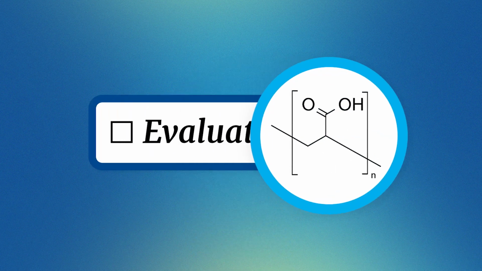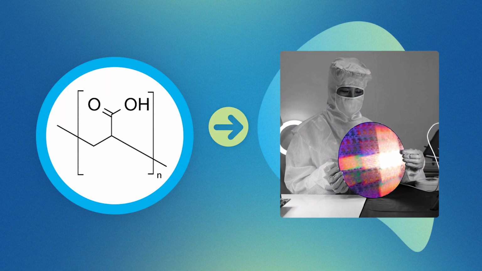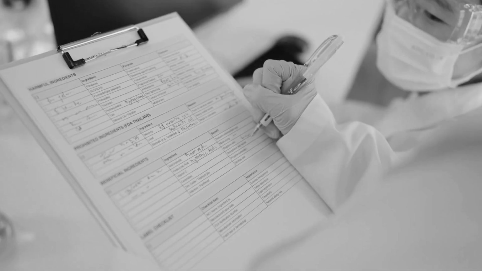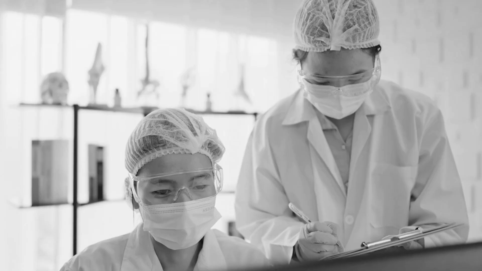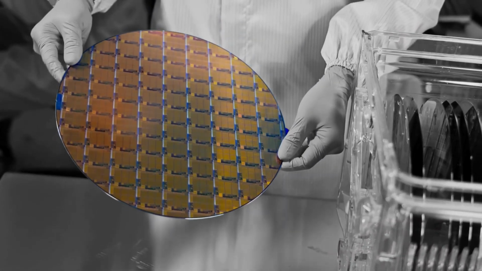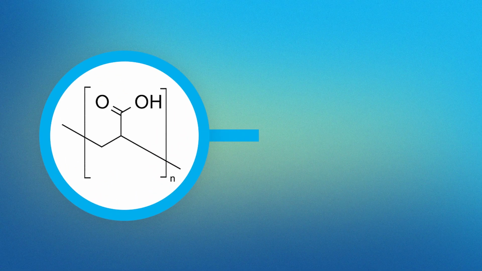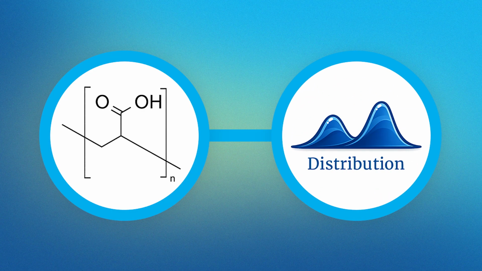A polyacrylic acid grade can pass early evaluation and still behave differently in production, even when the molecular weight on the spec sheet is identical. That can surprise teams. In electronics applications like chemical mechanical planarization and wafer polishing, the issue often isn't the average molecular weight, but rather how that molecular weight is distributed.